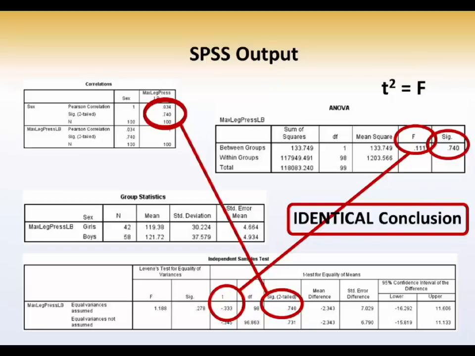So regardless, we have identical decisions that we've made, whether we use the correlation coefficient, whether we use the t-test, or analysis of variance, we draw the same conclusion. In this case, we retain the null hypothesis. There's no relationship between sex and maximal leg press. Again, just a further illustration that inferential statistics is about relationships between x and y, and there are a variety of different statistical procedures that let you test that relationship.